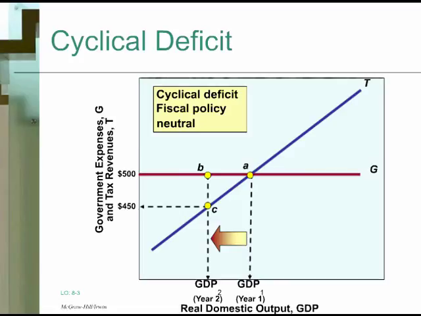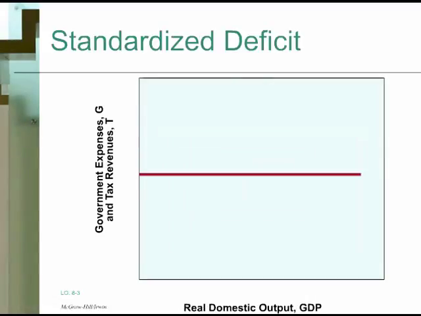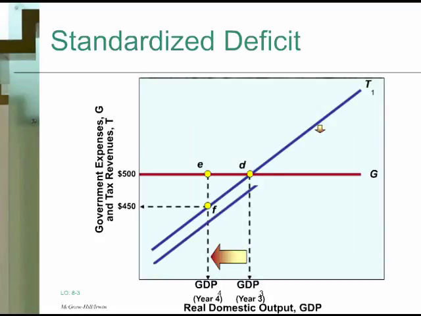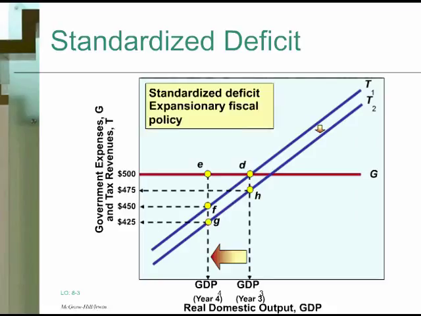And even though the fiscal policy stance is neutral, there is a cyclical deficit because government spending is higher than tax revenues. If the government chooses to further stimulate the economy through expansionary fiscal policy, for example through a tax cut, tax revenues will fall further and the deficit will be larger.